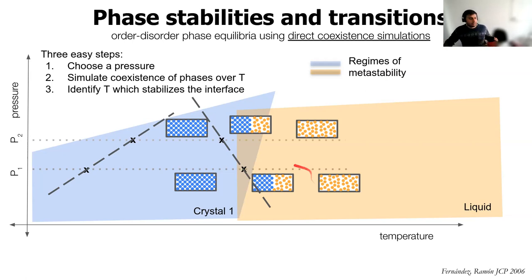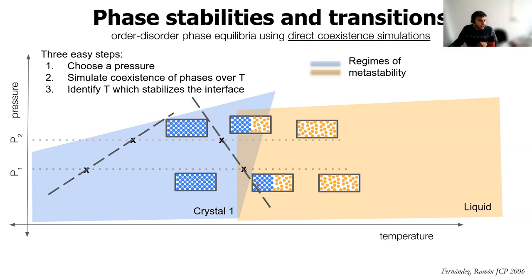So this is, again, one of these simulations where you need to perform these half liquid, half solid supercell simulations at different temperatures and keep identifying these points where the interface is actually stable, which means that neither the liquid is converting to a solid nor the solid is converting to a liquid.